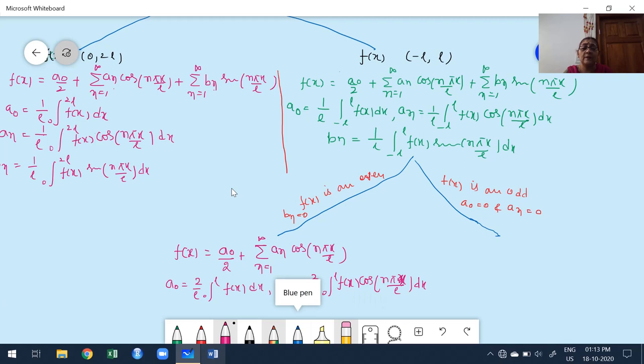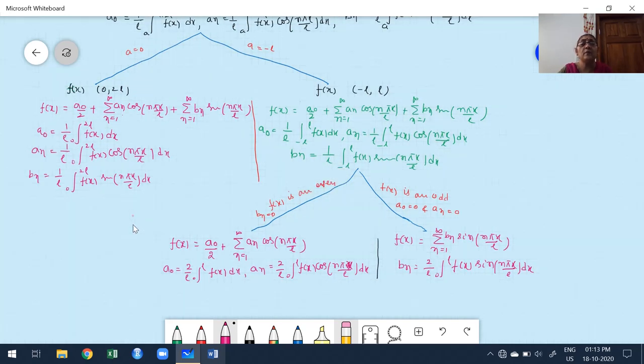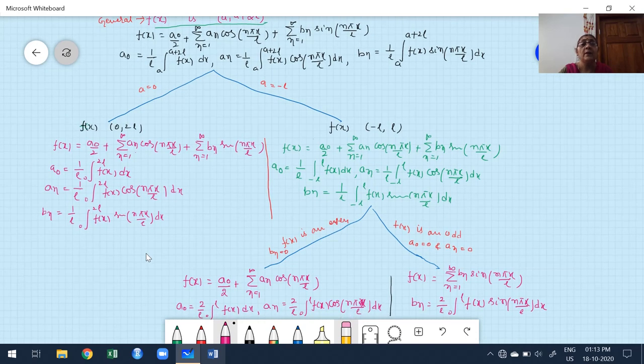Now come to this side. What is the construction of the Fourier series for an odd function? It has only the bn value. Therefore, for n ranging from 1 to infinity, bn sin of n pi x by L, where bn is twice of 1 by L, integral from 0 to L of f of x sin of n pi x by L with respect to x. Once you clear this flow chart, the rest of the thing is very, very easy.